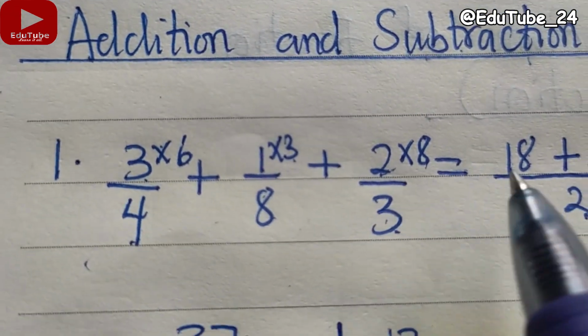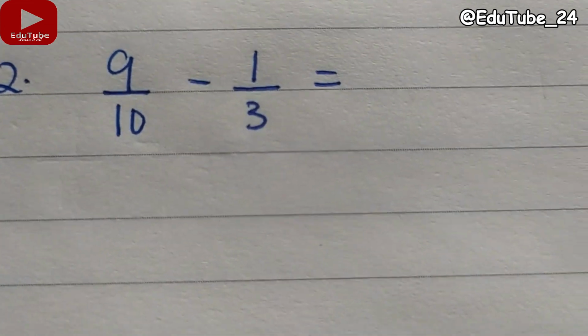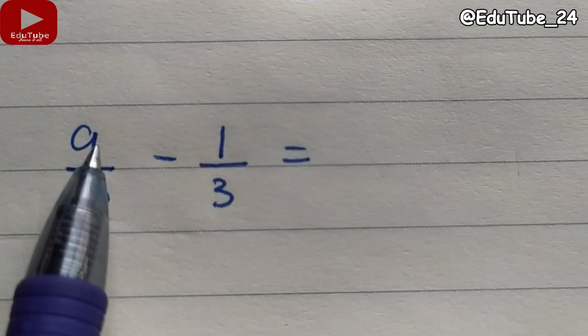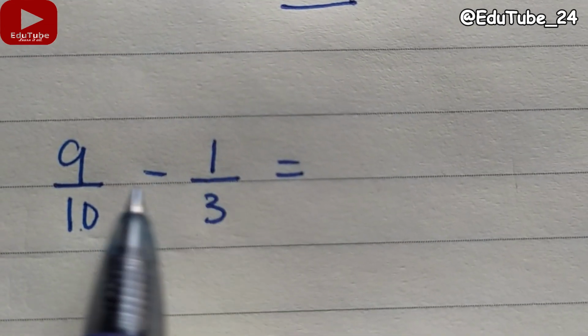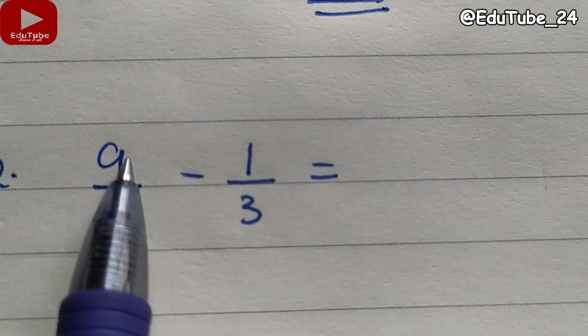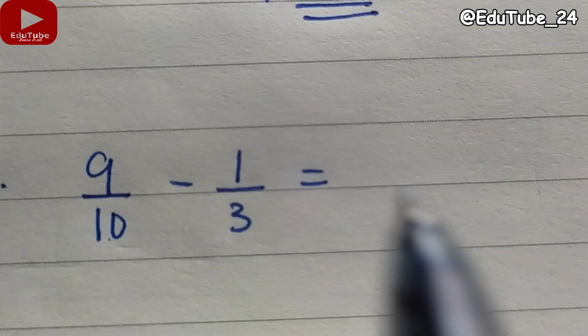Now example number 2, we are doing subtraction. We are taking away 1 out of 3 from 9 out of 10. So we are doing 9 out of 10, take away 1 over 3.